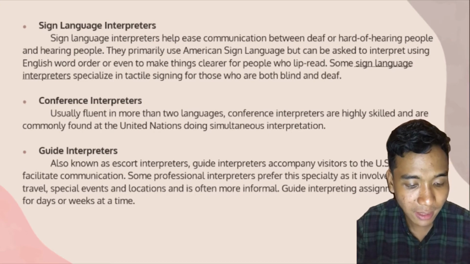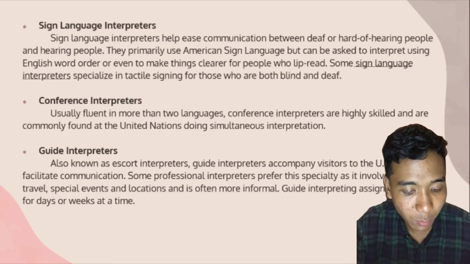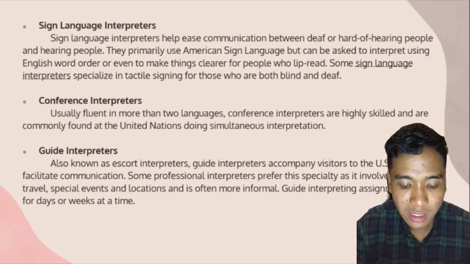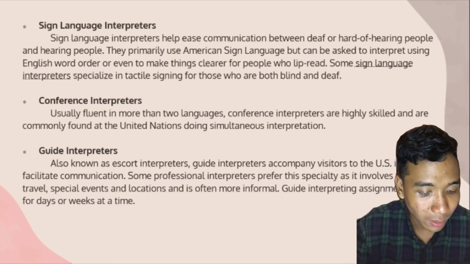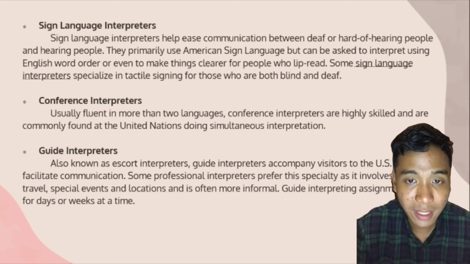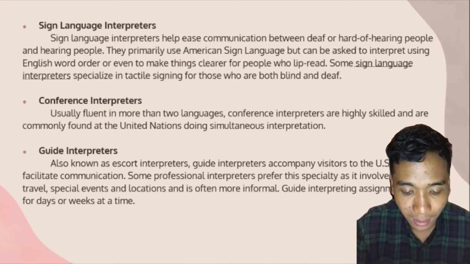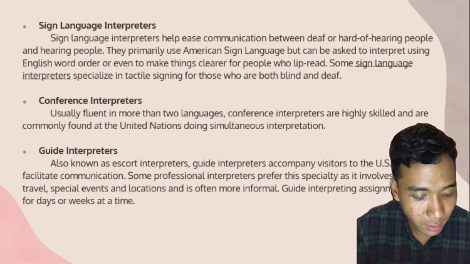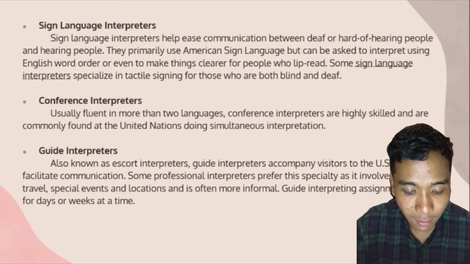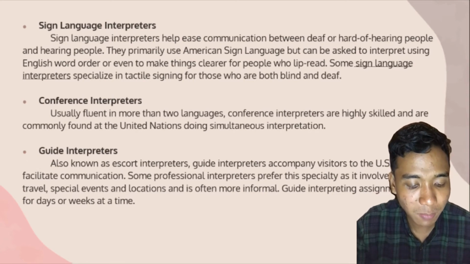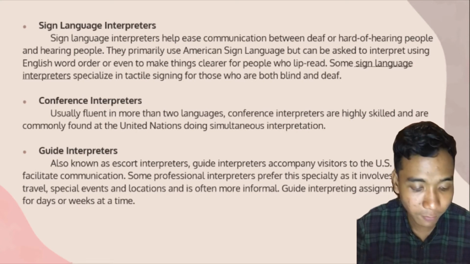Number 3. Sign language interpreters. Sign language interpreters help ease communication between deaf or hard of hearing people, and they primarily use American Sign Language, but can be asked to interpret using English word order or even to make things clear for people who lip read. Some sign language interpreters specialize in tactile signing for those who are both blind and deaf.